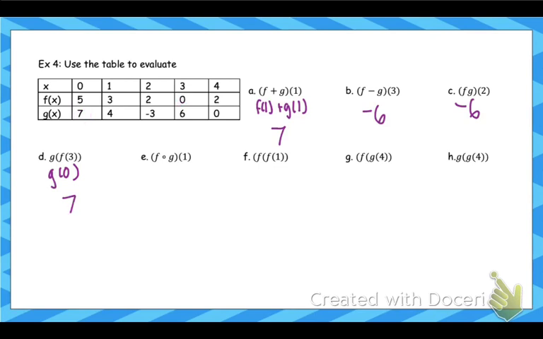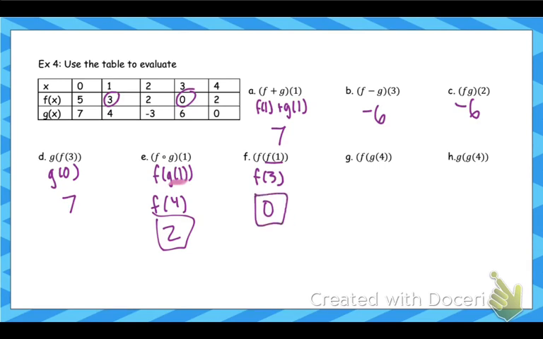Now remember, this is the weird notation for composition. This means f of g of 1. So we'll start with the inside, g of 1. G of 1 is 4. Now I'm evaluating f of 4, and f of 4 is 2. All right, f of 1. So start with f of 1. F of 1 is 3. F of 3 is 0.